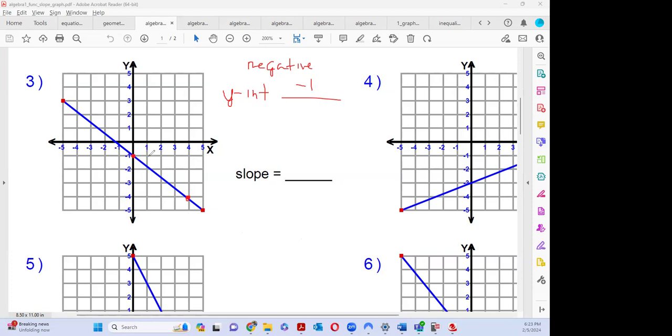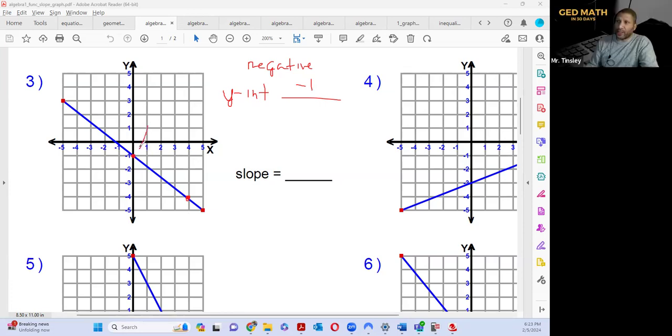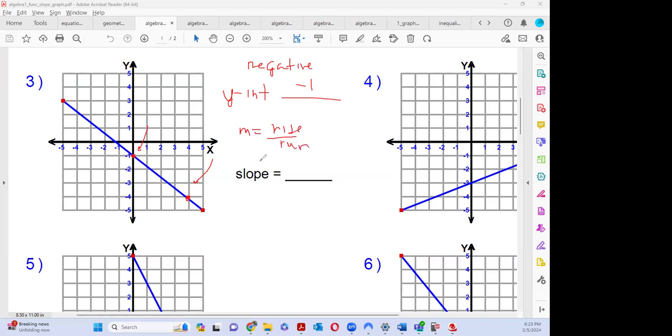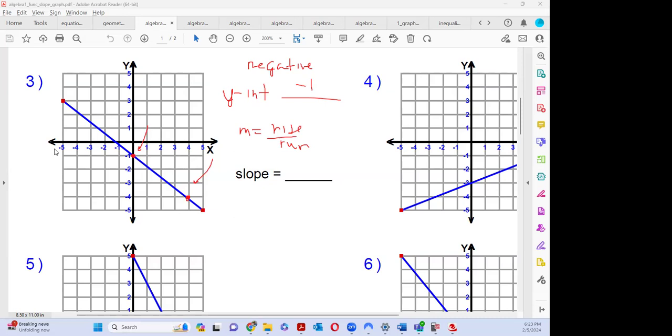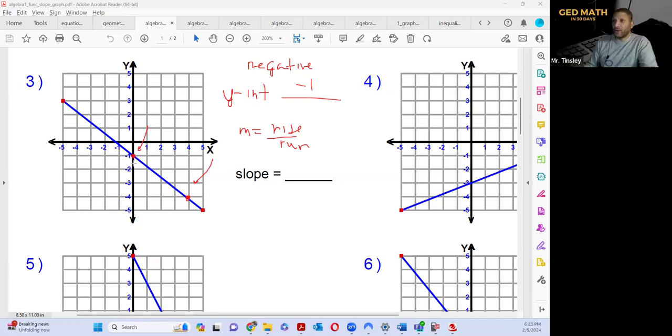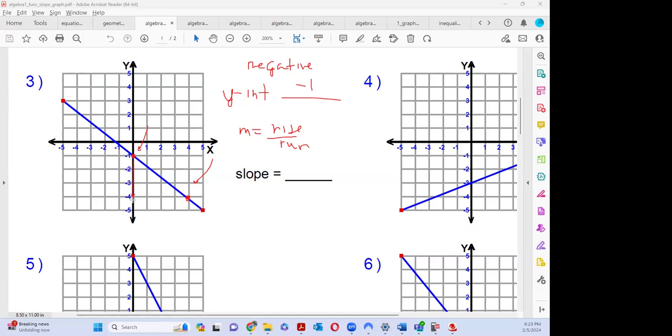Now, how do I find the slope from these 2 points? To find the slope from a graph, I use rise over run. If I start from this point, what direction do I have to go, up or down, left to right? You've got to go down. Count with me: 1, 2, 3. We're going down to -4. It's 3.